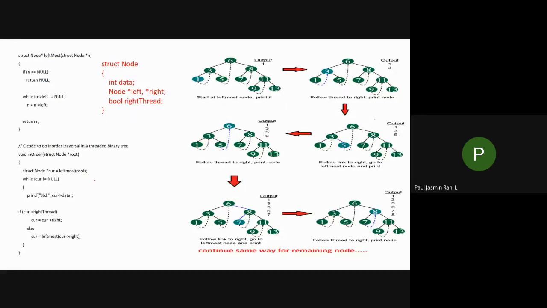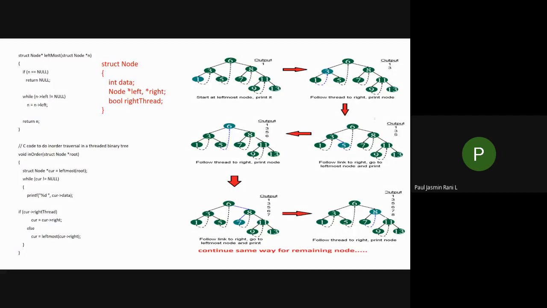In your threaded binary tree, I do an in-order traversal only, with some slight modification. Let us consider this an example of your one-way threaded binary tree, a right-threaded one-way threaded binary tree.